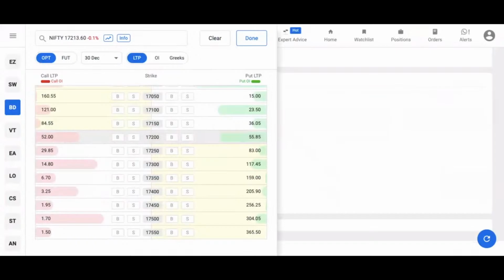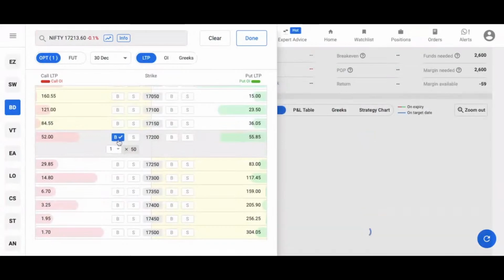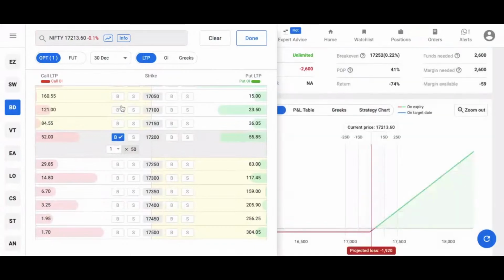And now in this case, you're modifying the call ratio spread, and now you're coming to a call ladder spread. In this case, you can buy at the money calls, buy something at the money, 30th December.